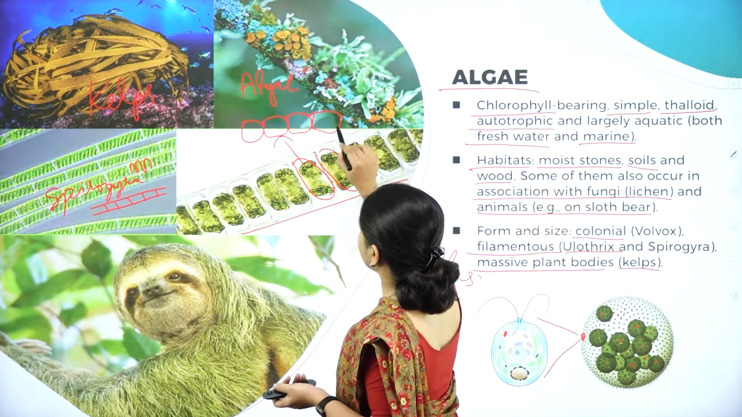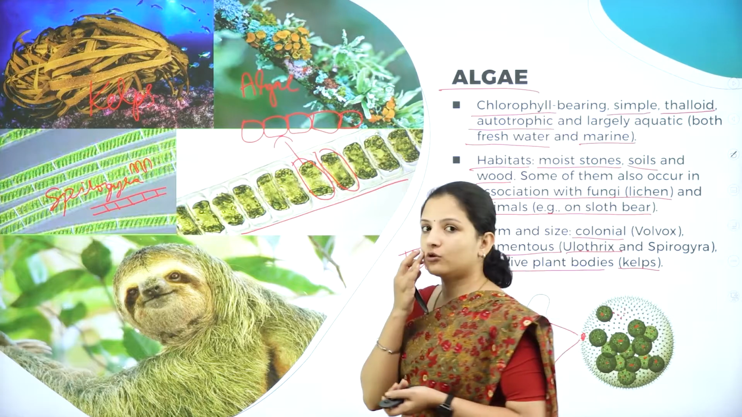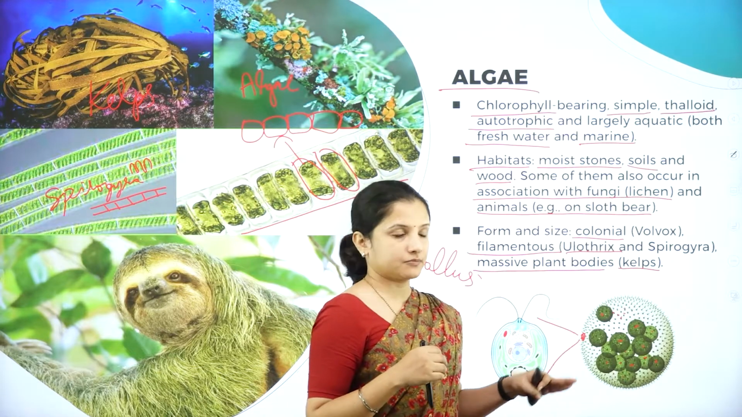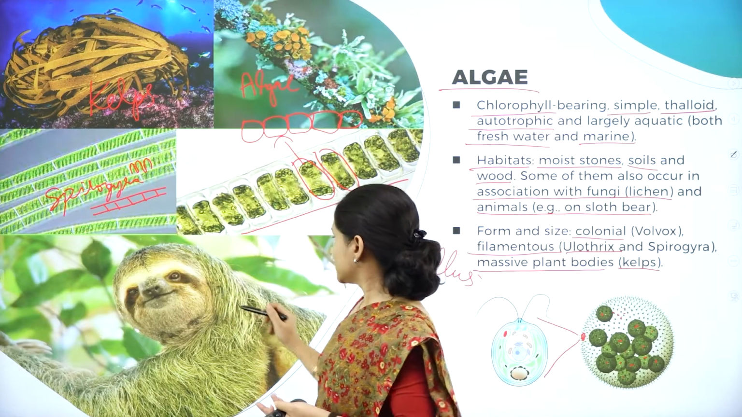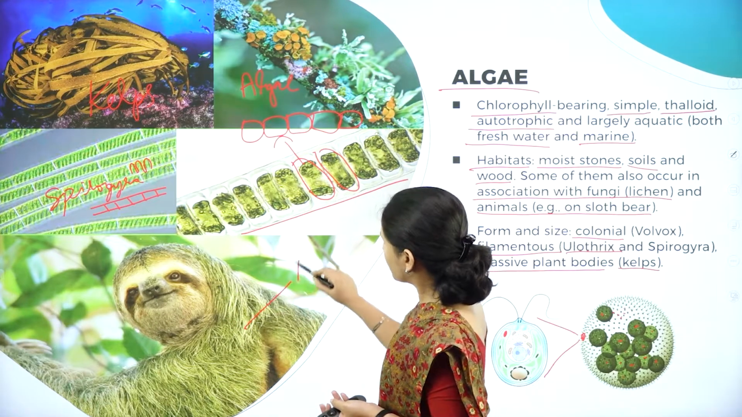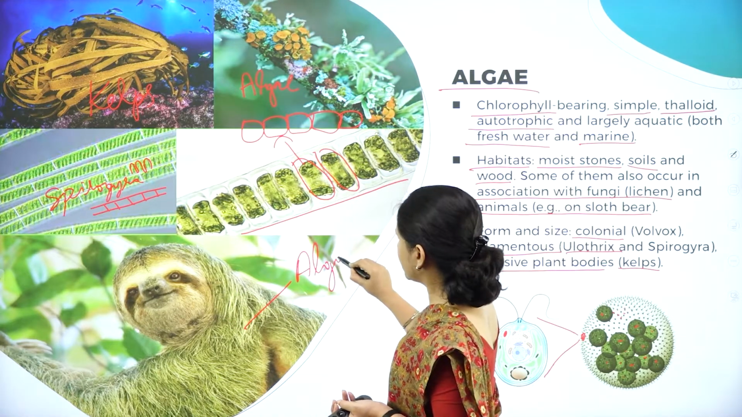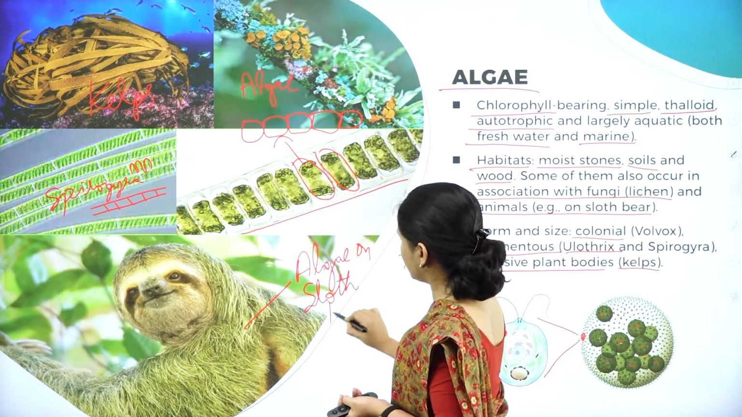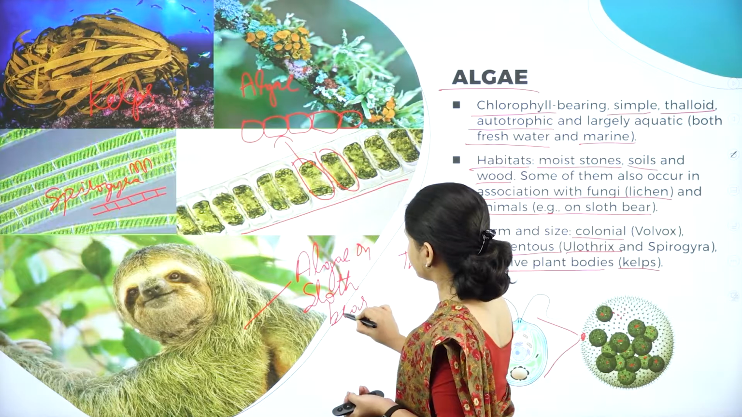So they can grow like this, filamentous. Next is, I told you, algae also grow on other animals. That is a sloth bear. So you can see here, algae are growing on the sloth bear. So, algae on sloth bear. These are the best examples of algae.